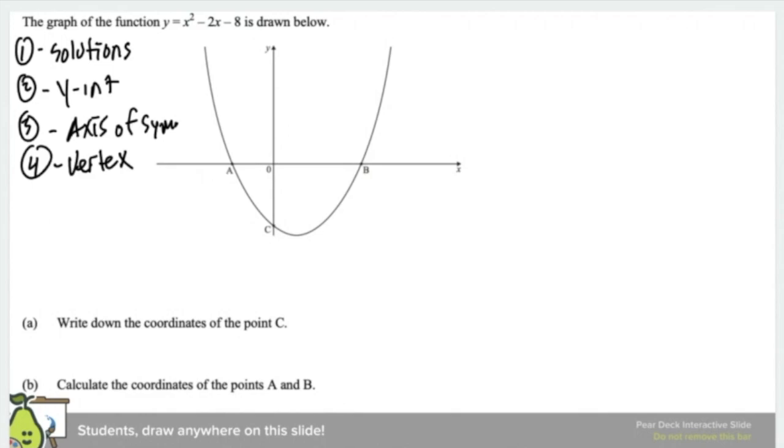First thing is, I know where my solutions are, my x-intercepts. Those are my solutions. I'll even write it up here. I'll say solutions. Next thing, y-intercepts. I see one right here. My y-intercept. And notice how I don't know the numbers yet. I don't care. I just want to know where they are and if they're there.